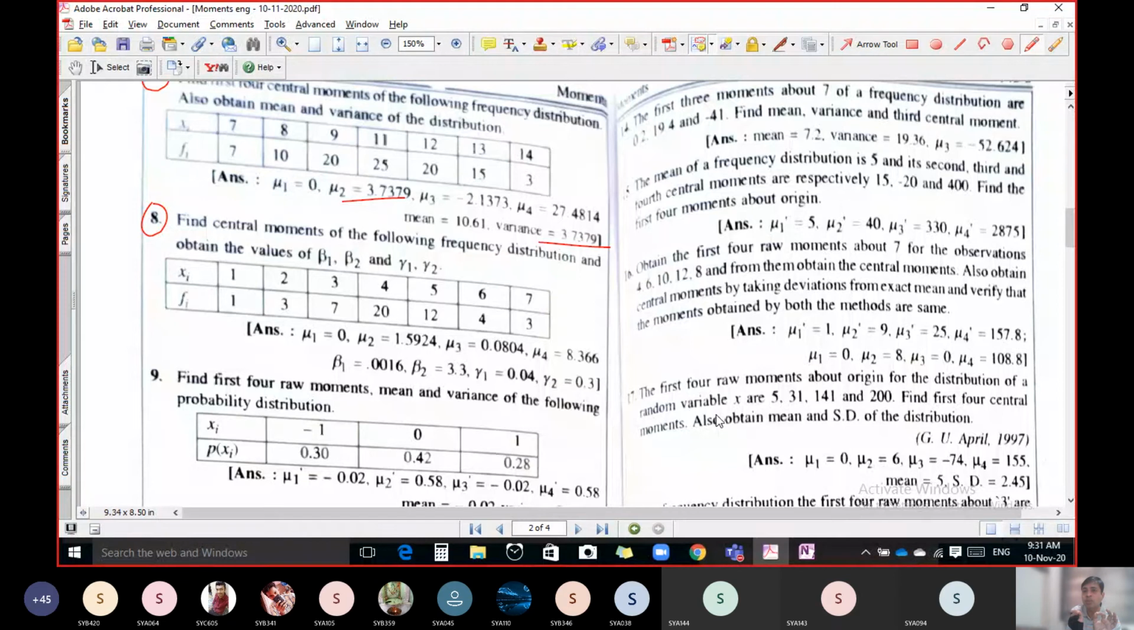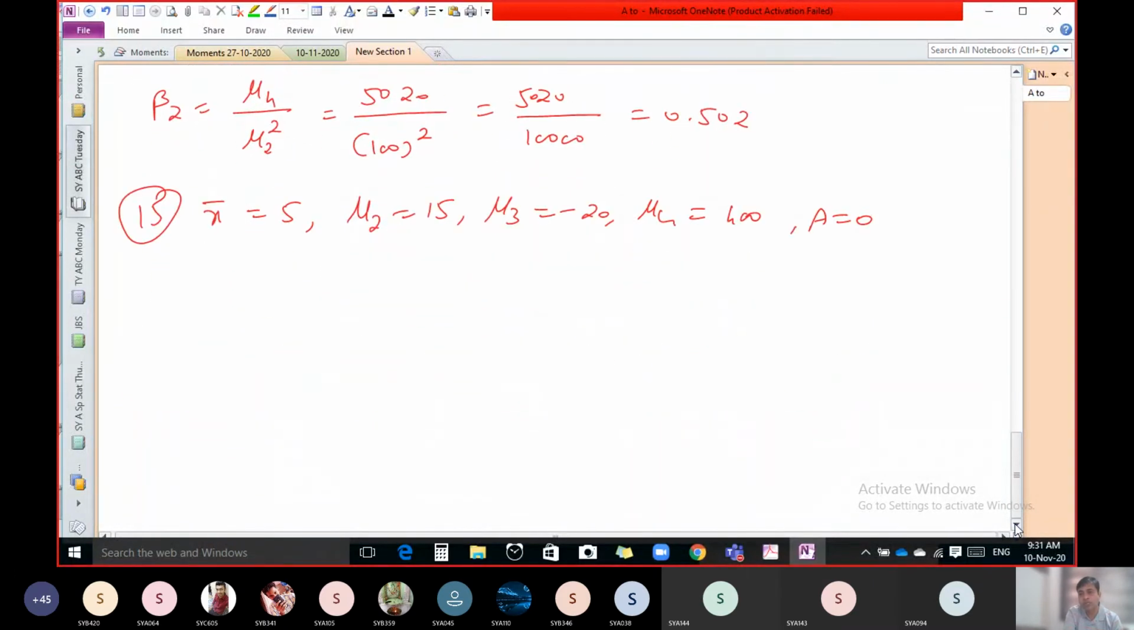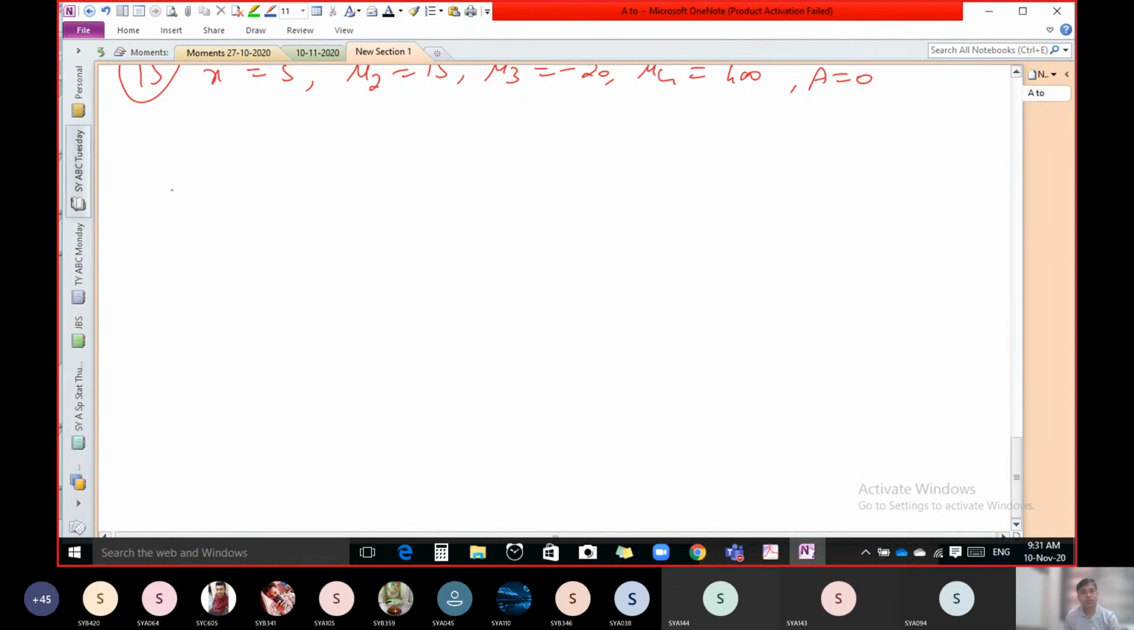Find the first four moments about origin. About origin is given, means A equal to 0. Now you have to find out mu1 dash, mu2 dash, mu3 dash and mu4 dash. So see how to find out. First of all, use the formula of X bar, A plus mu1 dash. X bar is 5. A is 0. It may be anything. So you will get the direct value of mu1 dash, that is 5 here. So mu1 dash, the first raw moment, is 5.